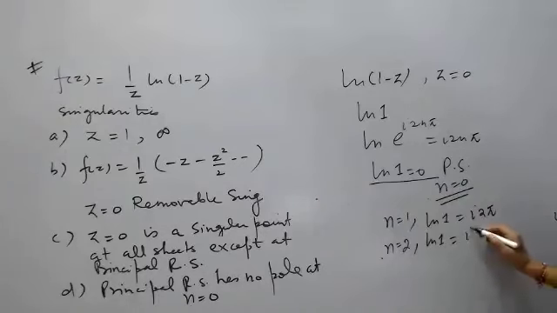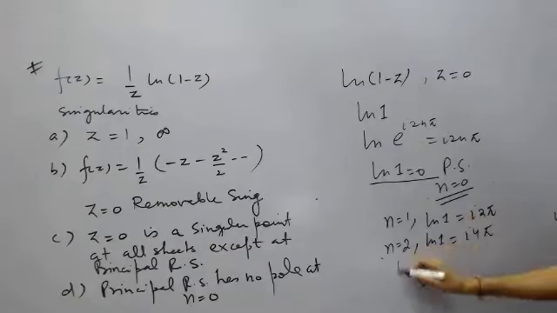Iota 4 pi. So there will be different values existing on different Riemann sheets. So just be careful about it.